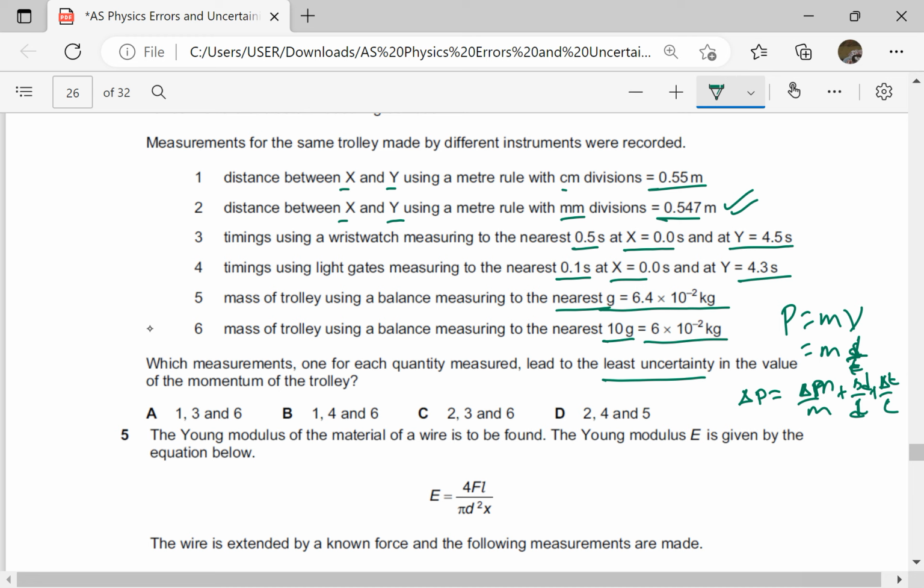They are measuring to a smaller value. So that means the light gates will make the value of time have a smaller uncertainty. So this is going to be fine. Mass of the trolley using a balance to the nearest grams. So this one makes the uncertainty in m very small. That is fine. So our answer is going to be 2, 4, and 5. 2, 4, and 5 will give a least uncertainty. So 2, 4, and 5.